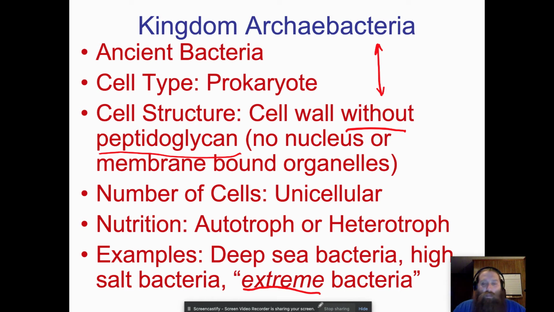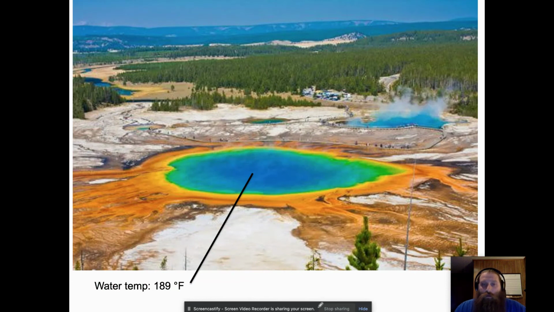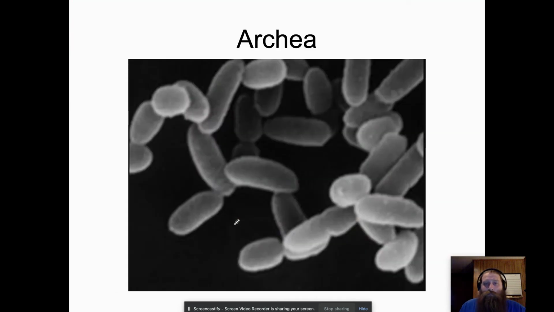So maybe they live deep in the ocean by those deep sea vents, or they might live in really high salt areas like in the Dead Sea, or they might live in a place like this, right, in Yellowstone. So all these pretty colors are caused by bacteria, and this water temperature is 189 degrees Fahrenheit. So it would instantly kill most anything else that lived there, but those extreme bacteria live there just fine. A lot of times they look like this. They can cluster up together. This is just an image of Archaea.